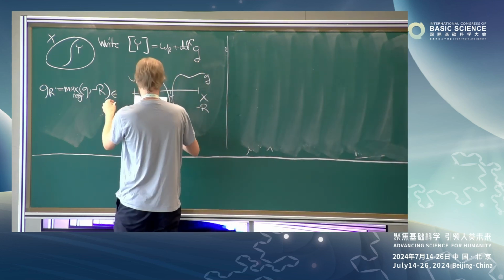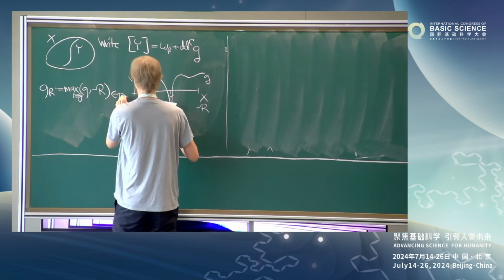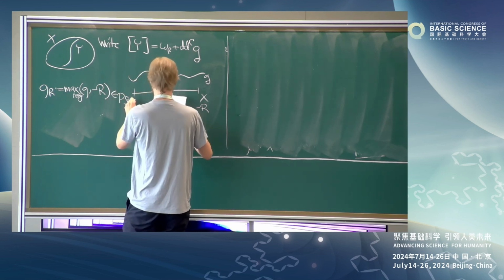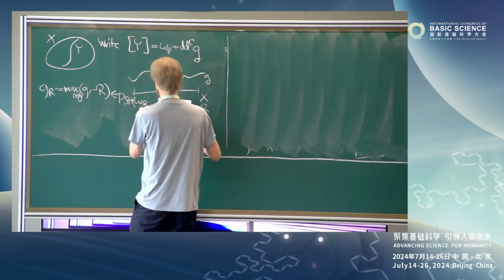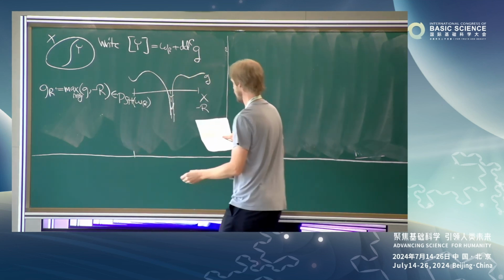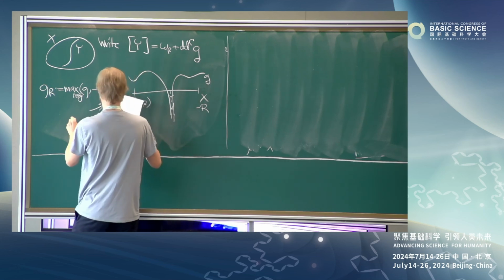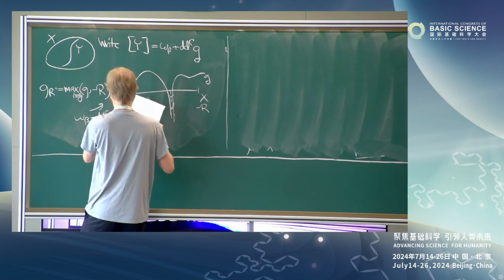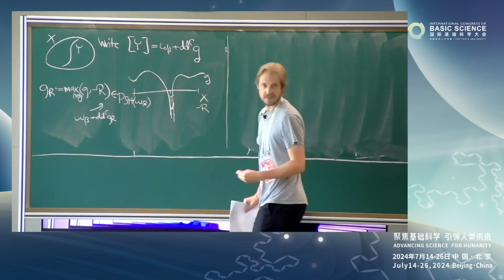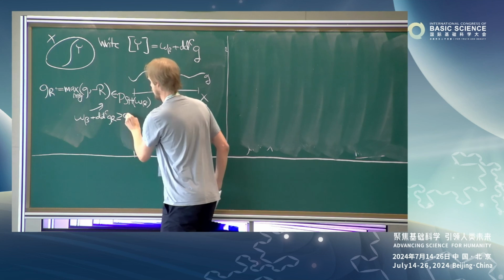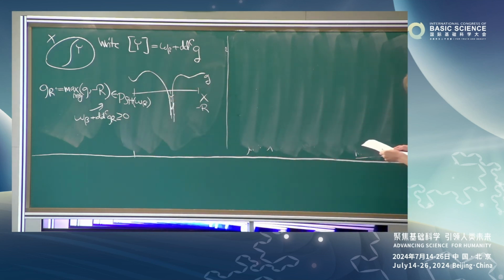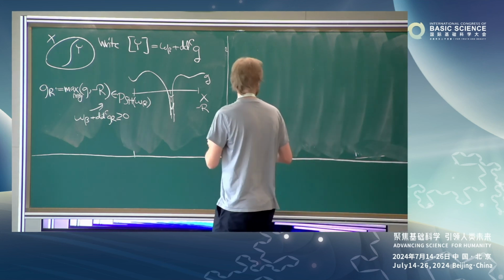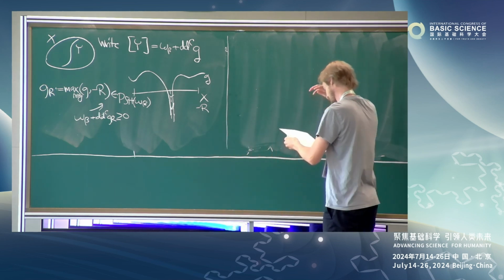Another important thing here is that it's going to be PSH with respect to this omega beta. And this simply means that if we take omega beta plus dd^c g_R, then this is a positive form.